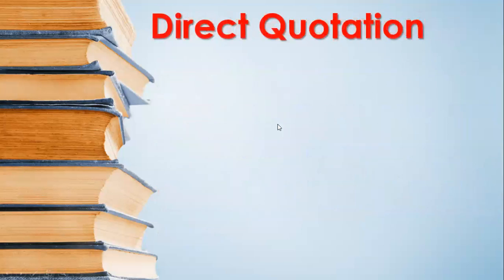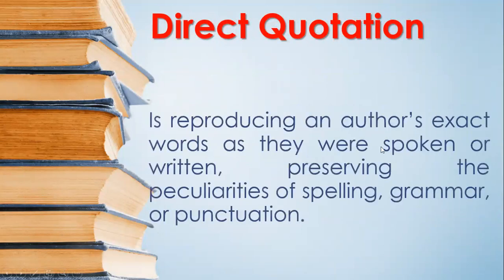Okay, so next is direct quotation. When we say direct quotation, it is actually reproducing an author's exact words as they were spoken or written. Okay? Preserving the peculiarities of spelling, grammar, or punctuation. So in other words, when you are doing direct quotation, you are not changing anything. You are reproducing it the way it was spoken, the way it was originally written in the text. So you are preserving the peculiarities of spelling, grammar, or punctuation.